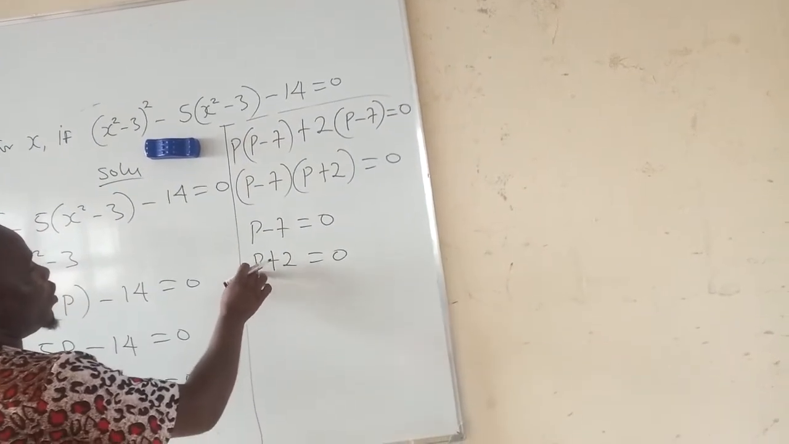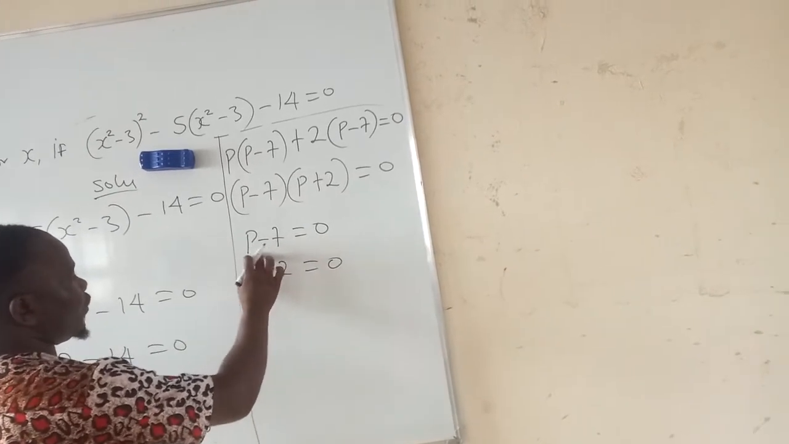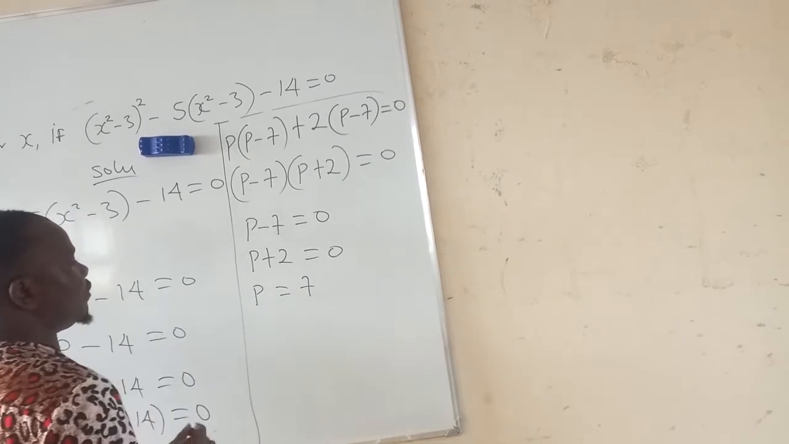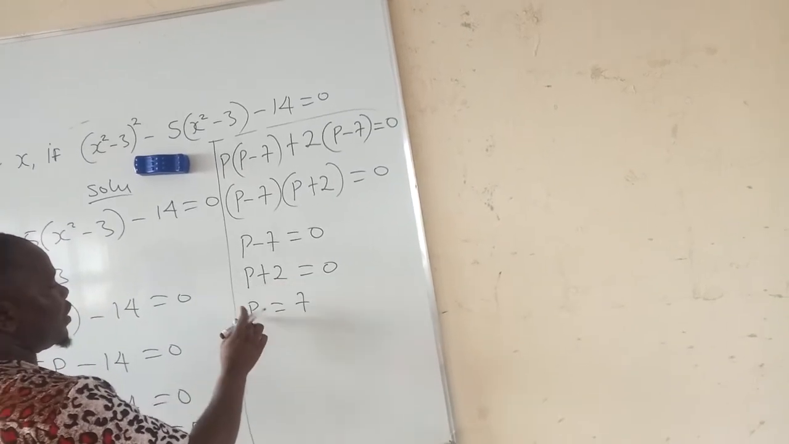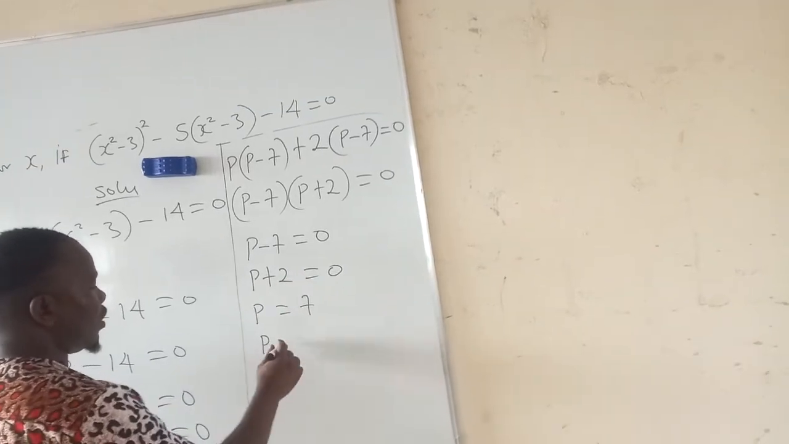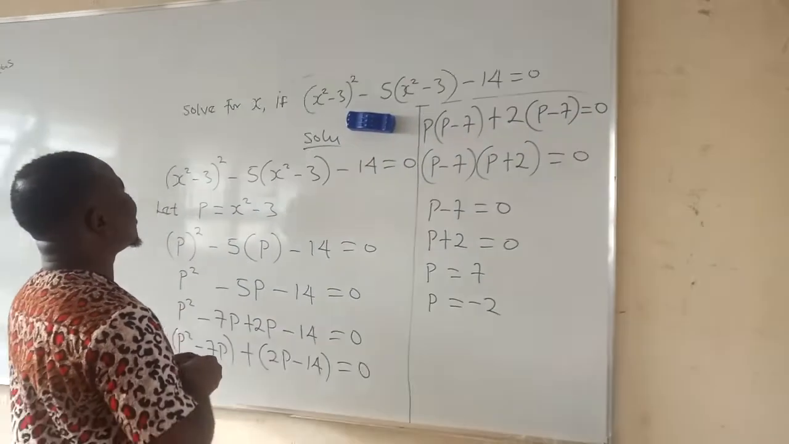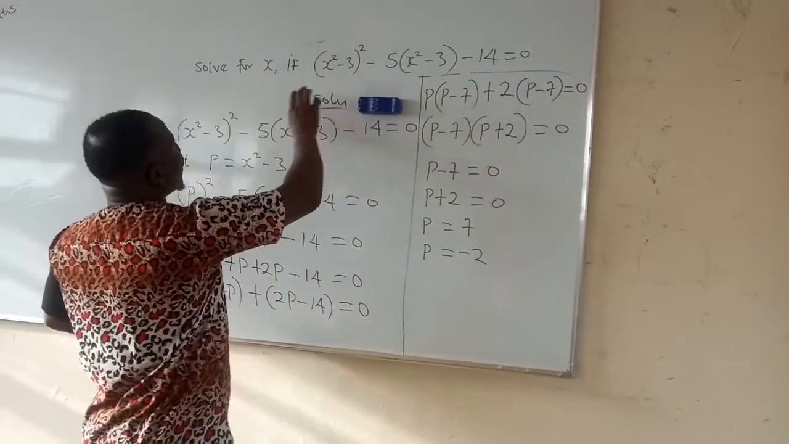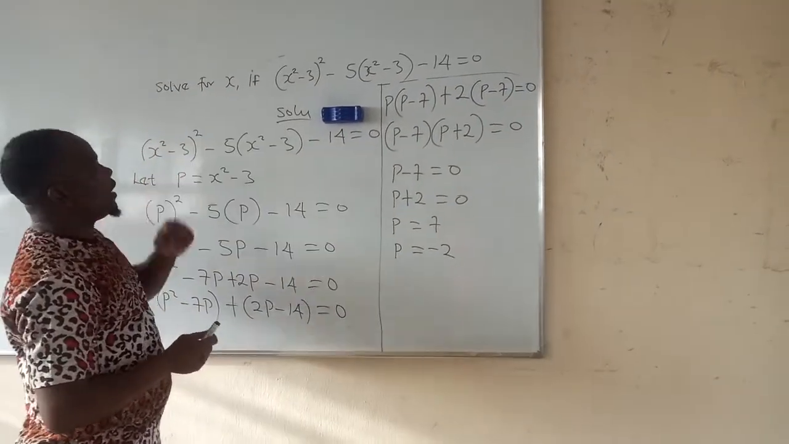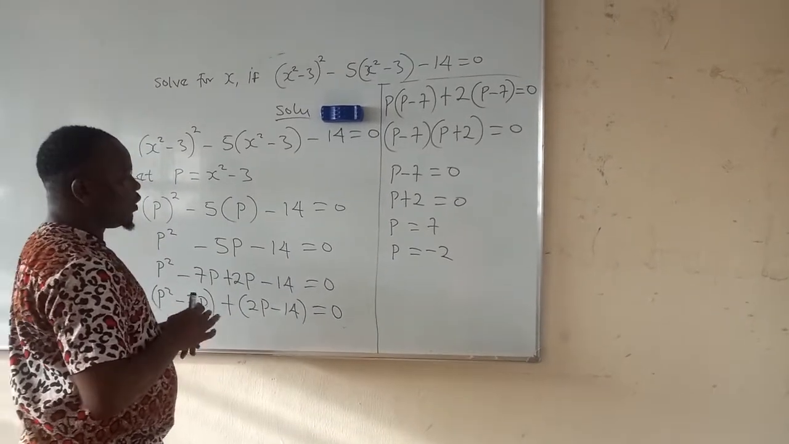Now, our p here, this first one, if this one passes the sign of equality, becomes plus 7. Then this, our p here, this plus passes the sign of equality, becomes minus 2. But note that the original question asks us to find x, not p. True or false? True or false?